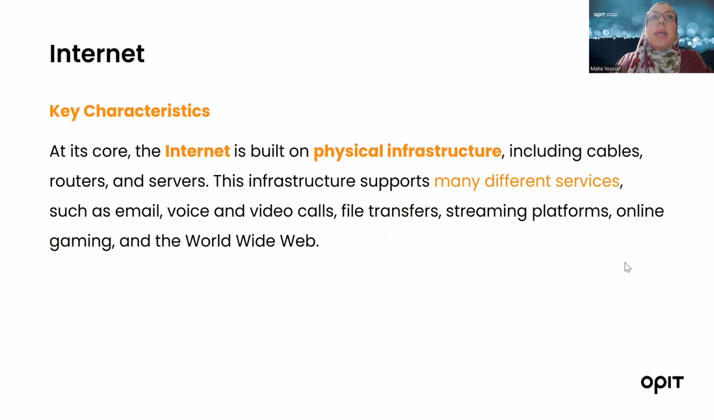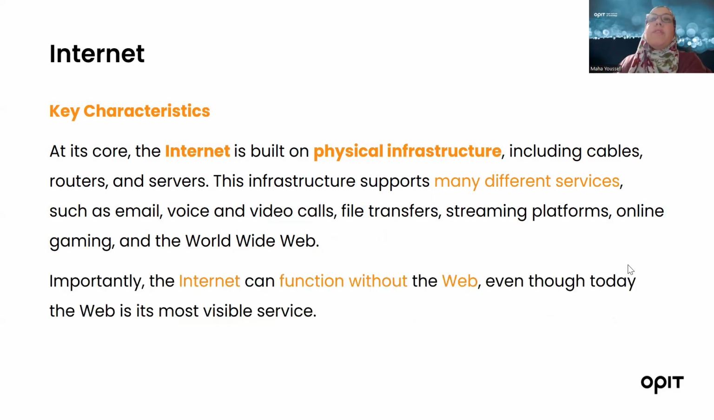The key characteristic is that the internet is built on a physical infrastructure, including cables, routers, and servers. This infrastructure supports many different services like sending email, voice calls, file transfer, streaming, online gaming, watching videos, and so on. The infrastructure itself is the internet. The internet can function without the web. Without the web, you can still use the internet, for example, to send an email, even though today the web is the most visible surface of the internet.